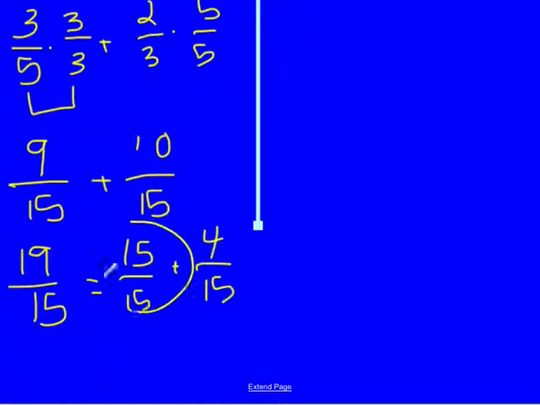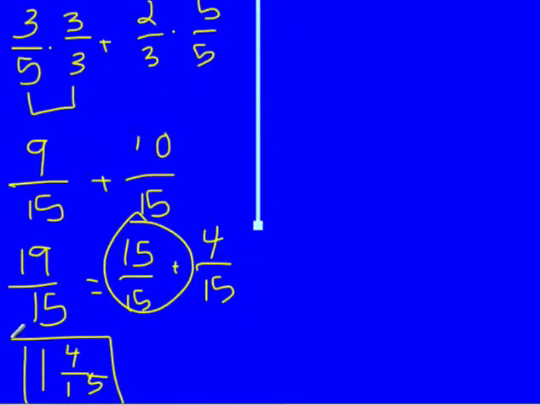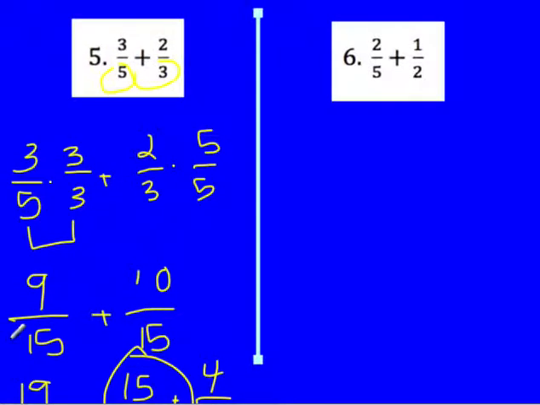So then this is going to become a whole. So we have 1 whole and 4/15 left over as our final answer for number 5. Let's take a look at number 6. Again, we don't have the same number on the bottom, so we need to create it.